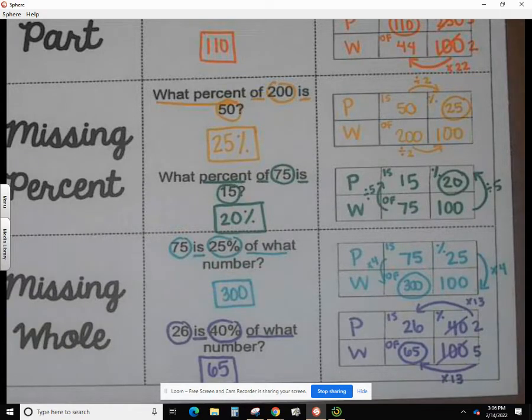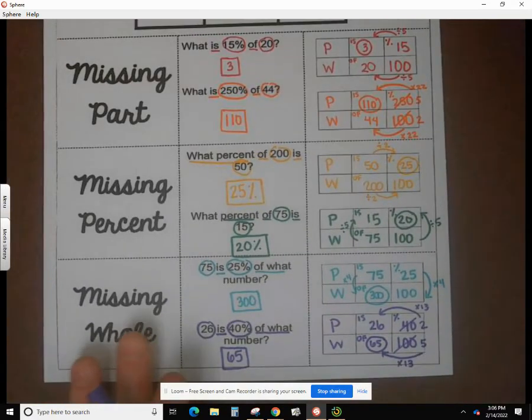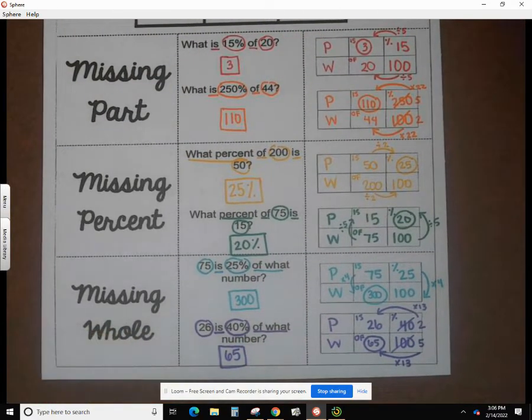Okay, so hopefully you have all the notes completed. If you don't, pause the video and go ahead and get all of that filled in.